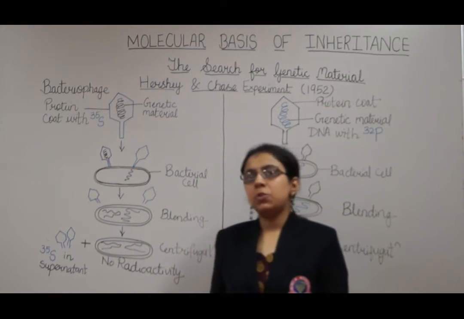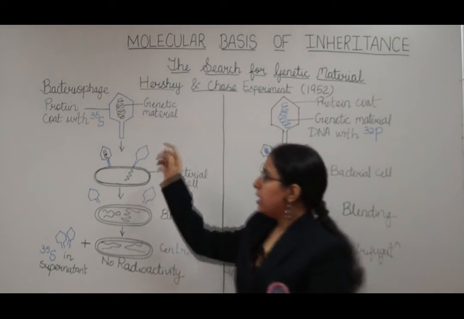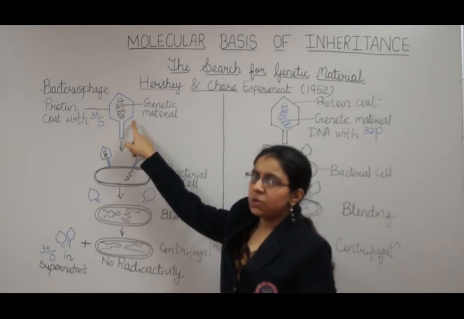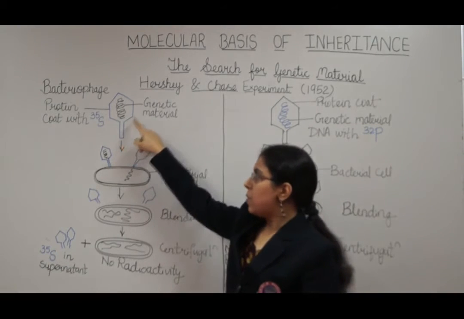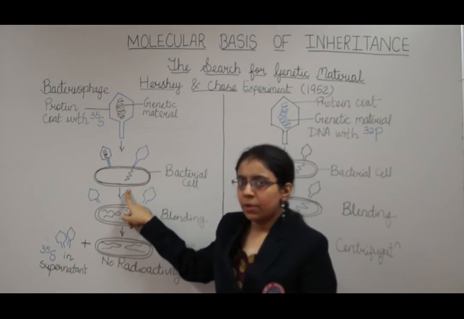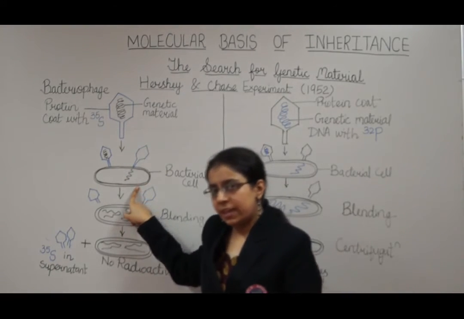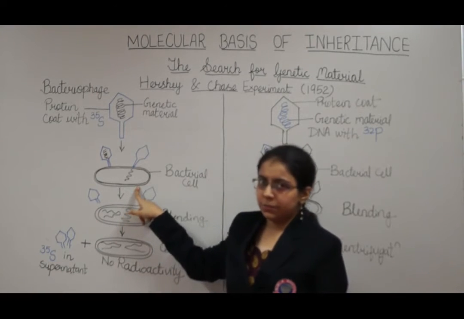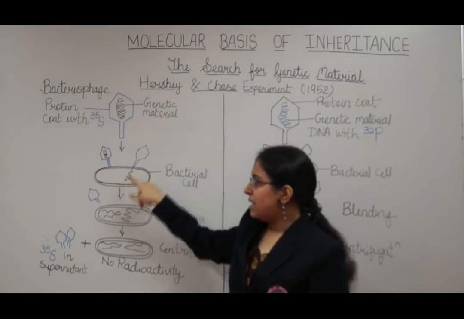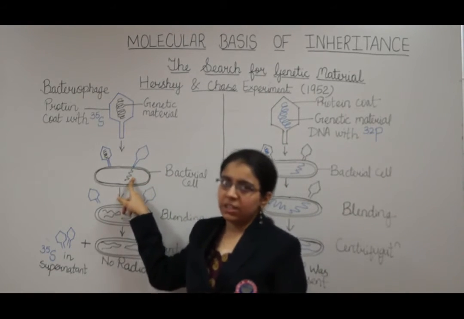So in the protein coat of the virus, we should have radioactive sulfur. This virus, that is the bacteriophage, which was grown in radioactive sulfur, was allowed to infect the bacterial cell. When this bacteriophage infects the bacterial cell, it leaves the protein coat outside and inserts the genetic material on the inside of the bacterial cell.